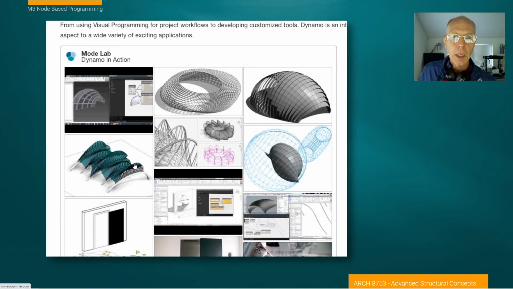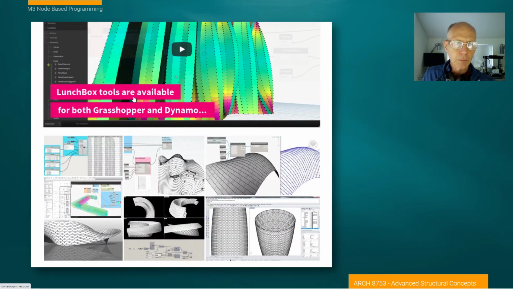There are a lot of instructional materials available for you if you're strongly interested in this, and I want to point you to a couple of them. One is Mode Lab, where they have the whole primer on using Dynamo, which is the node-based programming system. Lunchbox, they have also a host of resources available to you.